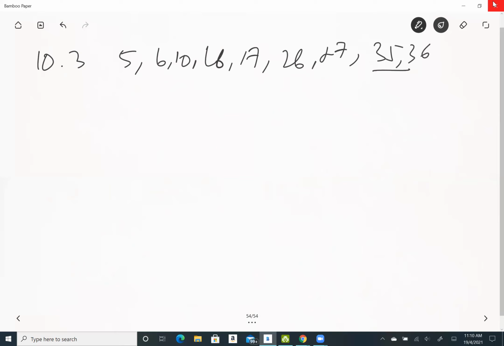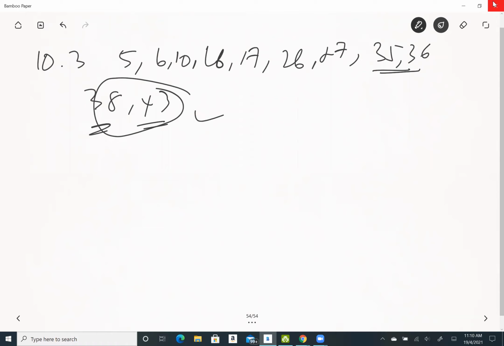26, 27, 35, 36. For 35, 36, you can do only one of them. And then 38, 43. For 38, 43, do both, okay? This one you have to do both. But others, you may skip some of them. Okay. All right.